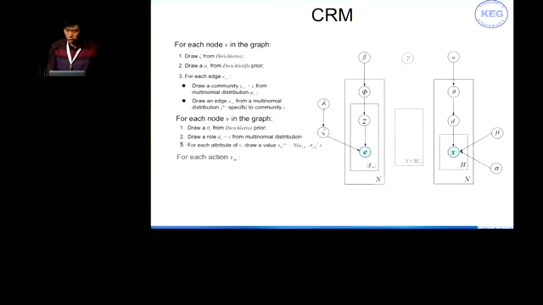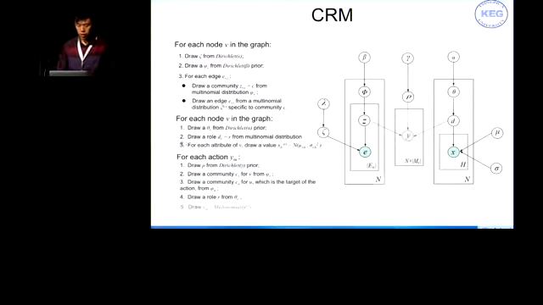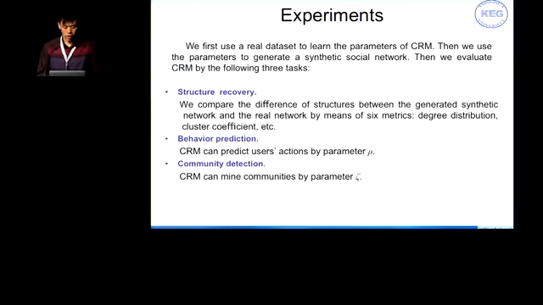So this ends the model part, and the authors evaluate the effectiveness of this proposed CRM model with the following process. First, they learn the parameters of the model from real-world social network data, and then they leverage these learned parameters to generate a new network. Ideally, this generated social network will have similar structures to the original one. With this recovered social network, they evaluate the model by three tasks.